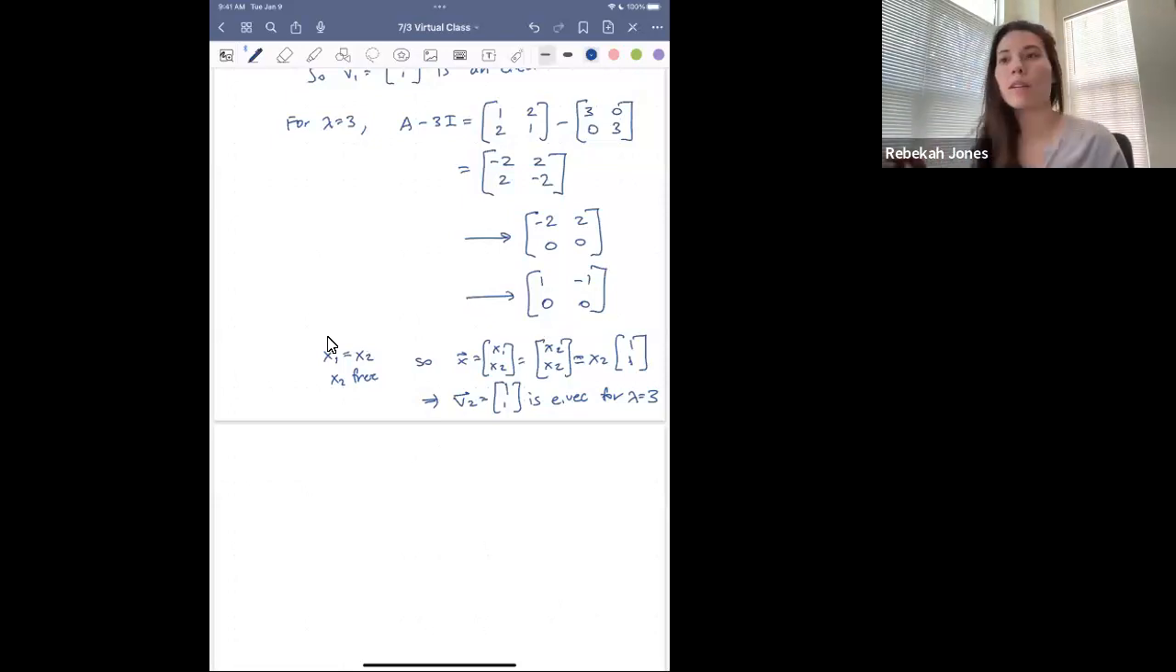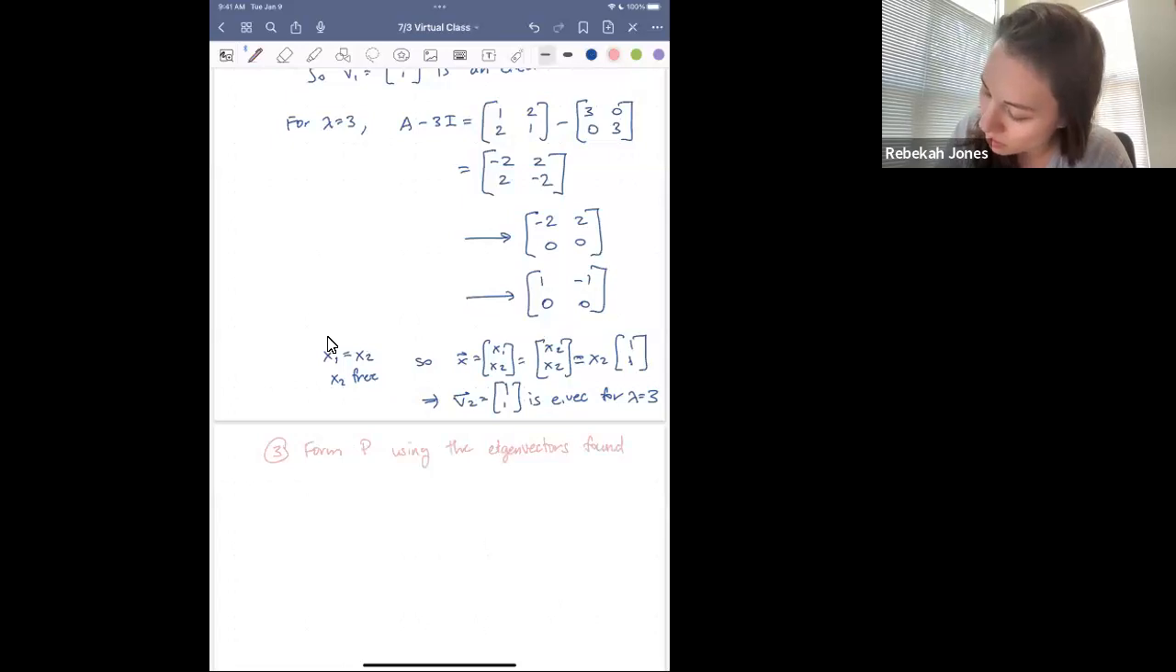So the next thing that we want to do, step 3, is to form P using the eigenvectors you found in step 2, and also form D with the corresponding eigenvalues.